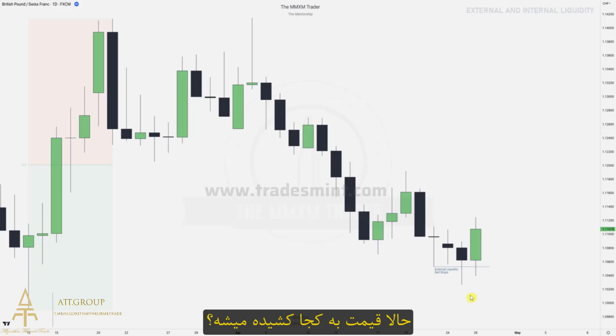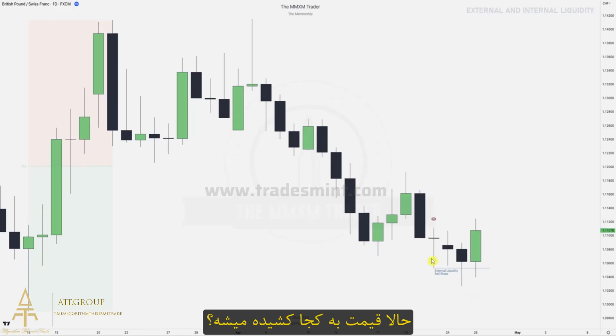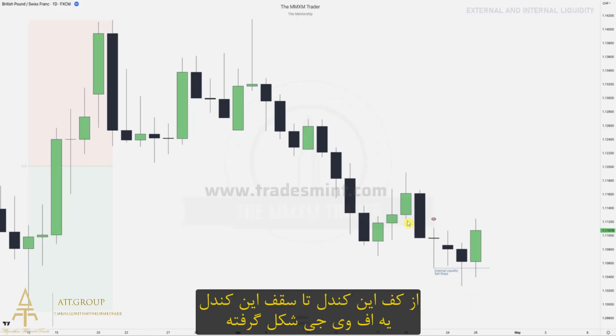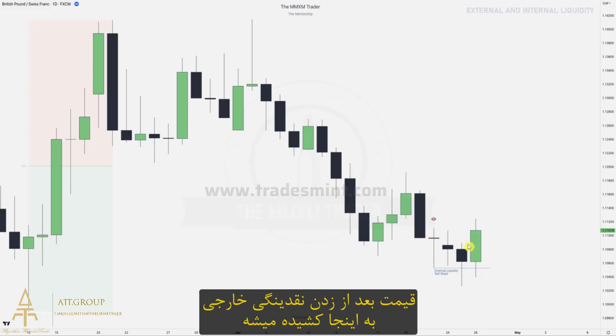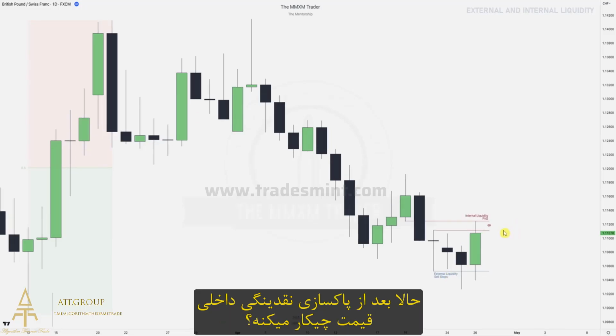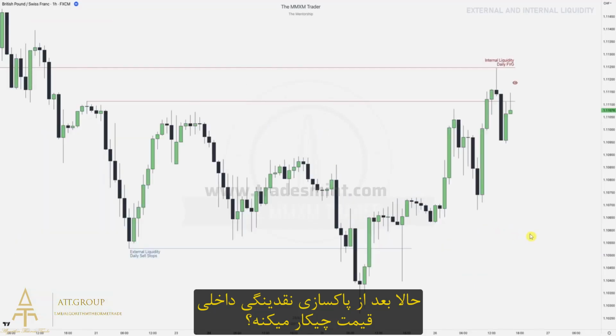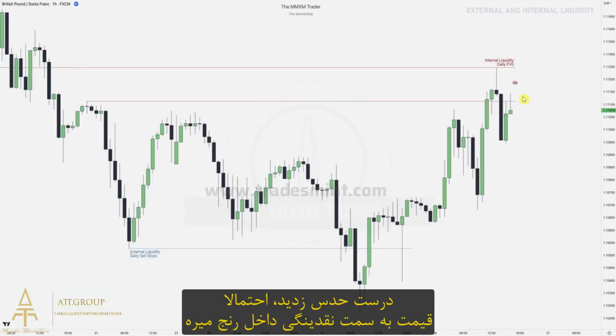Now, where does your eye draw into? Right? We have this candle's low to this candle's high, forming a fair value gap up here. Price draws in there after we take external range liquidity. So now what are we going to do after we take this internal range liquidity? You've guessed it, we're probably going to go into external range once again.